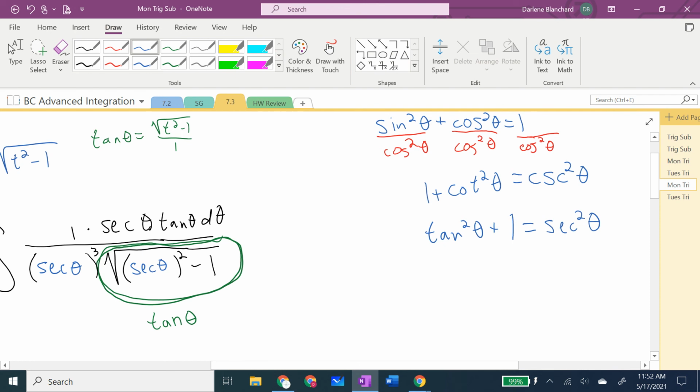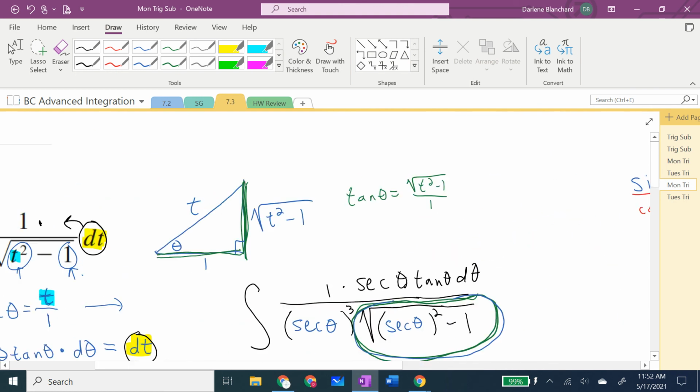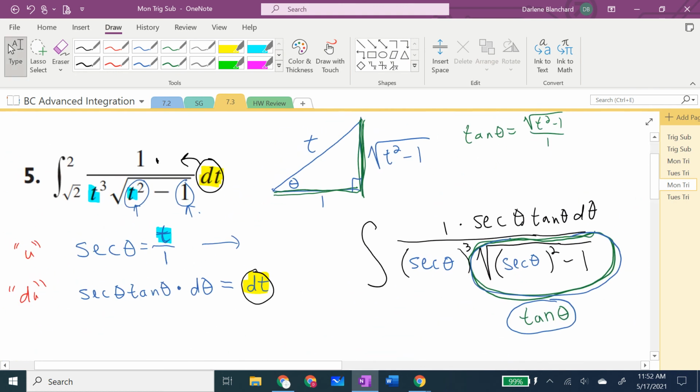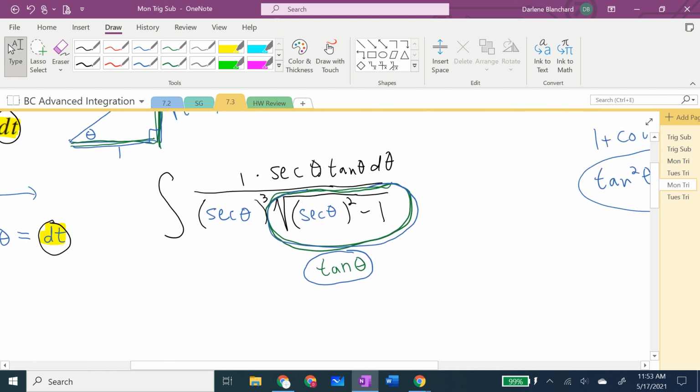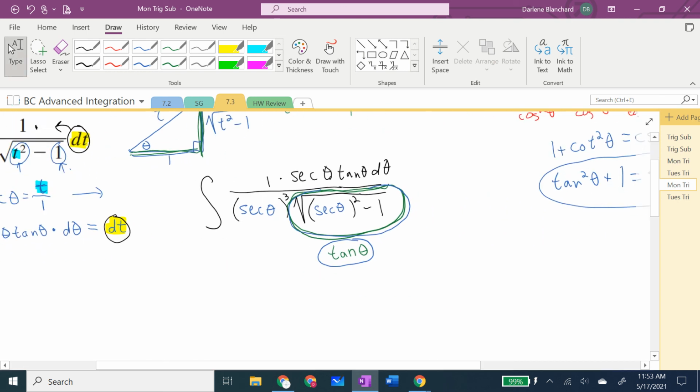Okay, now as we look at this identity here, can you see that the square root of secant squared minus 1 is actually just tangent theta? So you have a couple ways to do it, either through the trig identity or through the right triangle and looking at the opposite over the adjacent. Now, once everything is substituted in, then it's a matter of simplifying it.